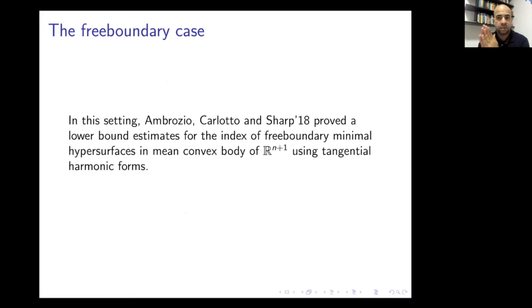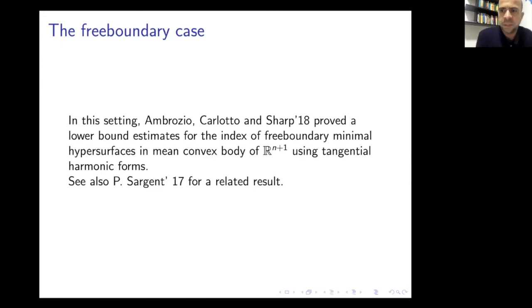It's important to say that in this setting, Ambrozio, Carlotto, and Sharp proved a lower bound for the index of free boundary minimal hypersurfaces in mean convex bodies in Euclidean space using these tangential harmonic forms. And also Pan Sargent, in the same year more or less, has some related results in this direction.